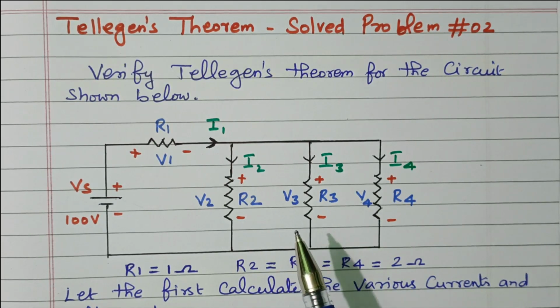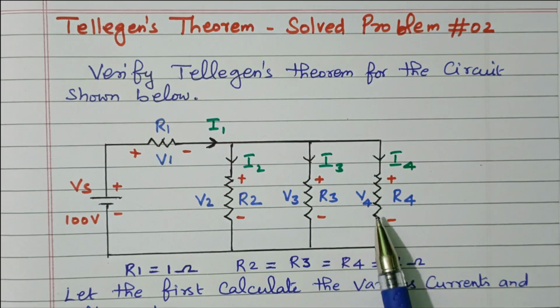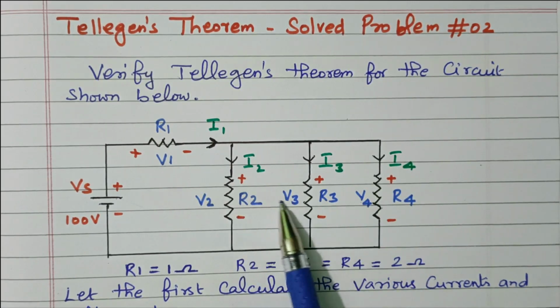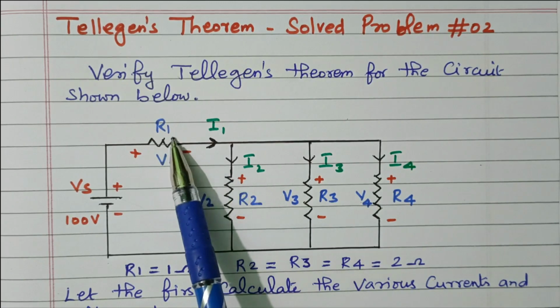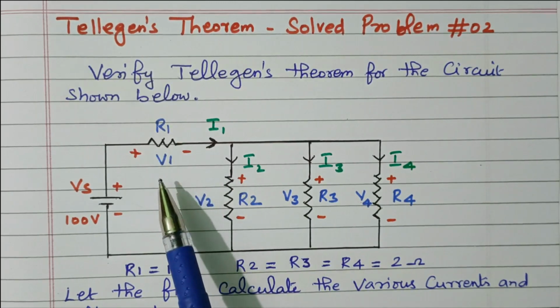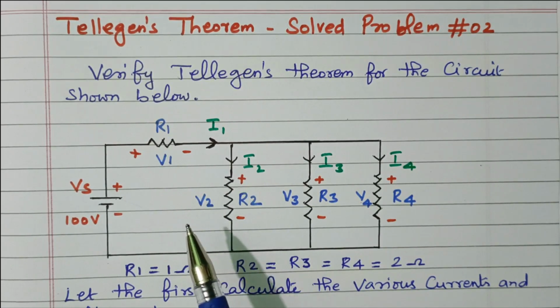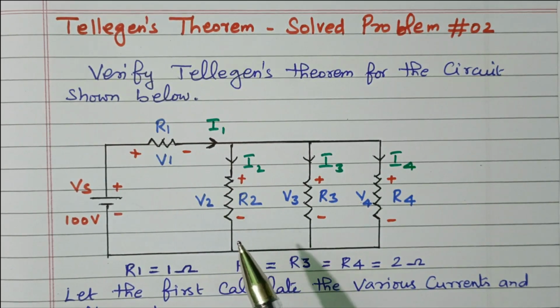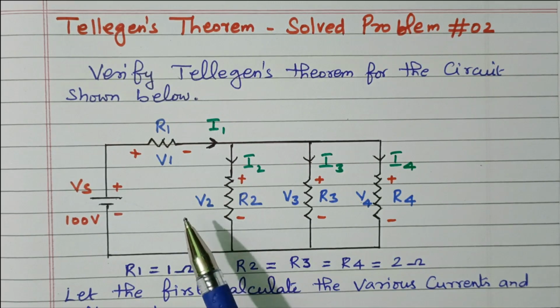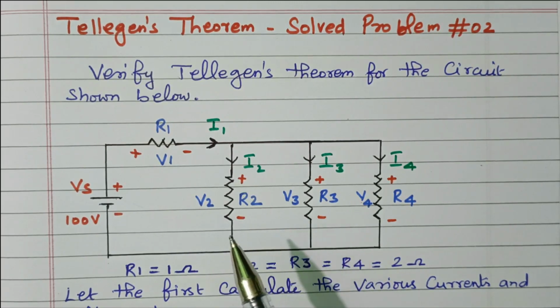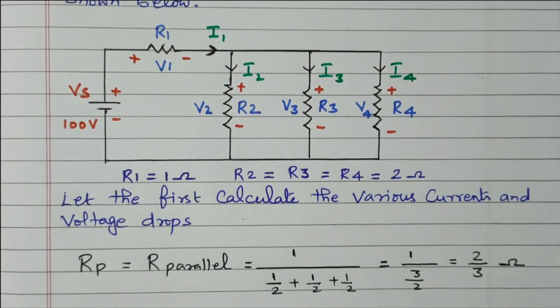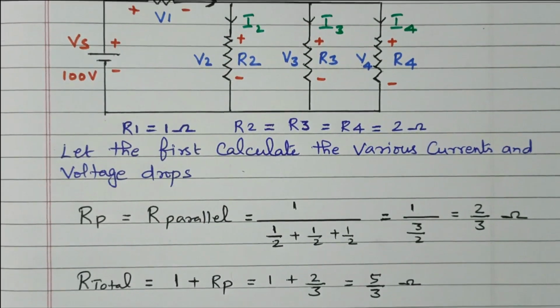Now we'll find the values. First, we'll find the total resistance of this circuit. These 3 are connected in parallel, and that is in series with R1. So first we find the total resistance, then the total current. From that we can find the voltages V1, V2, V3, then the currents I1, I2, I3, and from that we can find the total power. Now let's find the total resistance of this circuit.